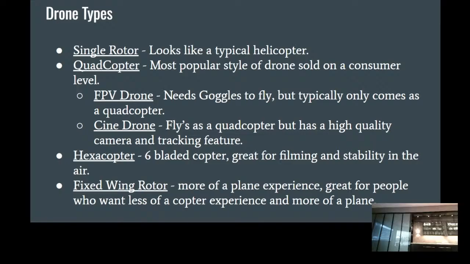The hexacopter, it's a 6-bladed copter. It's great for filming and stability within the air. But now typically with this, you're only going to see these on movie sets and with highly trained and experienced pilots that have full licenses to do this, only because of the weight and the significance of how big this thing is. But the shots that it can do are pretty amazing.